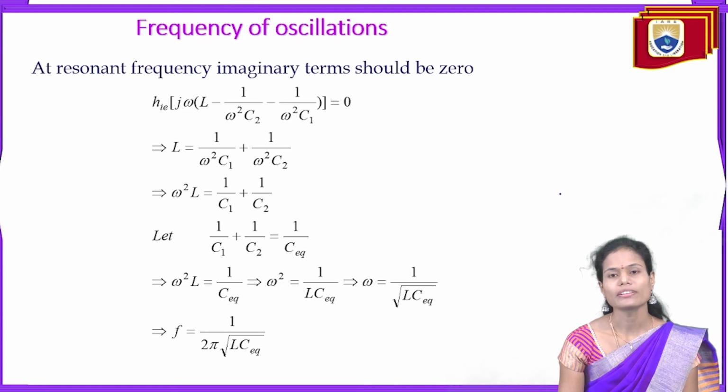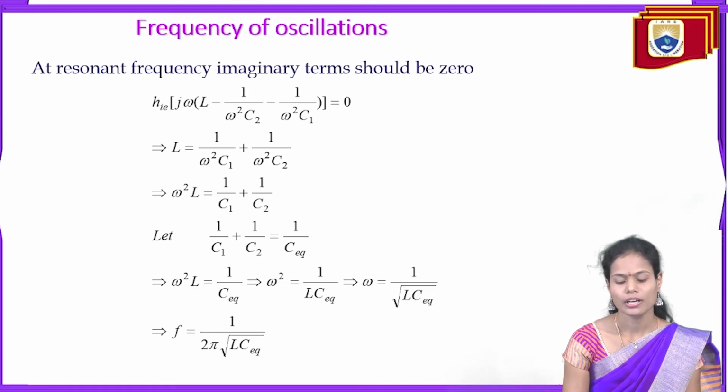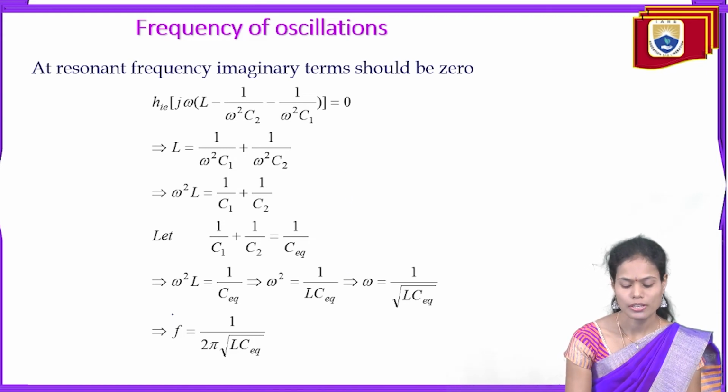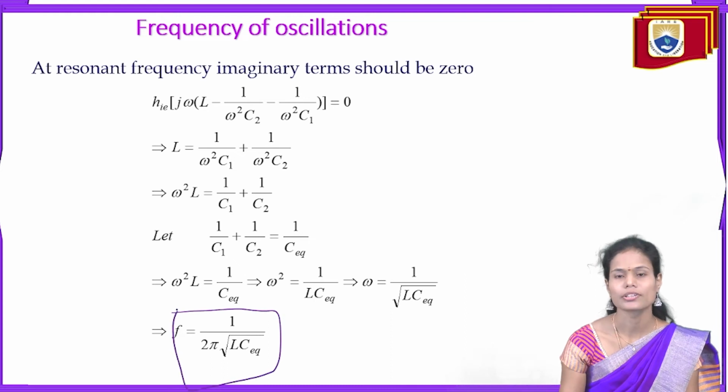So to find the frequency of oscillation, we have to take the imaginary terms must be 0. After making the imaginary terms 0 and after simplification, the frequency of oscillation, we will get it as this much: 1 by 2 pi under root of L into C equivalent.